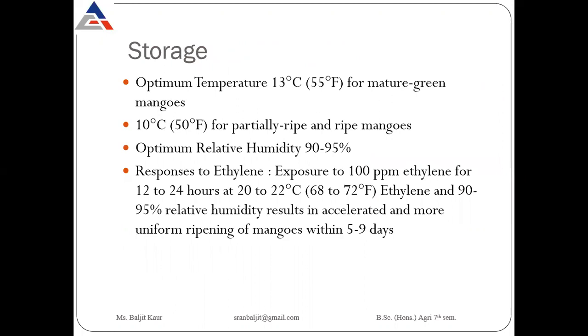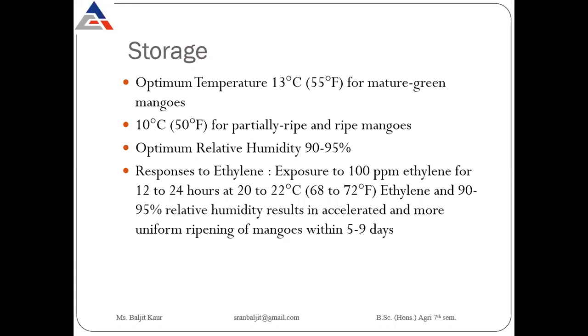Now storage. The optimum temperature for storage is different for mature green mangoes and for ripe mangoes. For mature green mangoes, the ideal temperature for storage is 13 degrees Celsius, and for ripe or partially ripe mangoes, we can store them at 10 degrees Celsius, right? The optimum relative humidity should be 90 to 95%, and the mangoes are ripened with the help of ethylene, right?